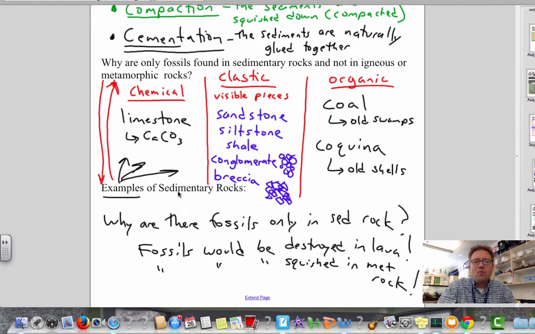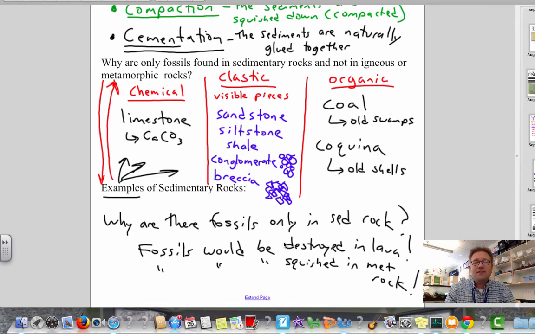And we talked a little bit about why we can find fossils in sedimentary rock but not in other ones. Well, other types of rock, if an animal fell into a pit of magma, it wouldn't last, it would burn up. You couldn't find a fossil in igneous rock. You also probably couldn't find a fossil, maybe once in a while, rarely, in metamorphic rocks, all that heat and pressure can destroy a fossil.